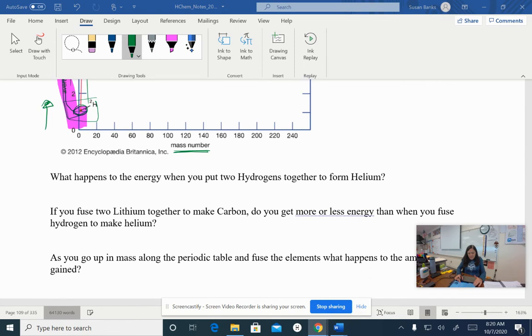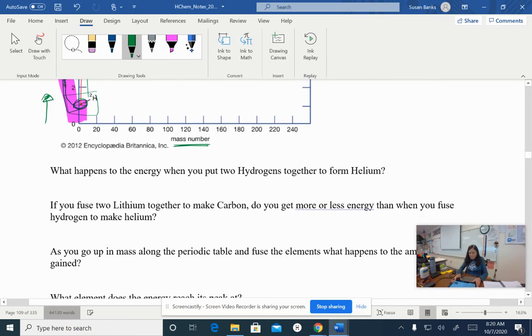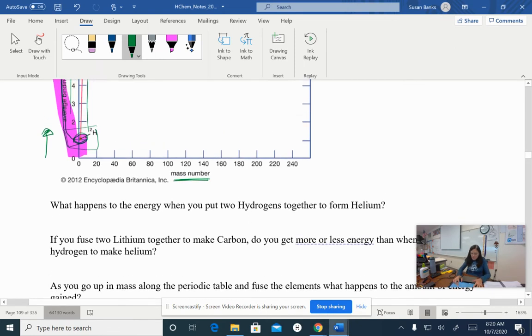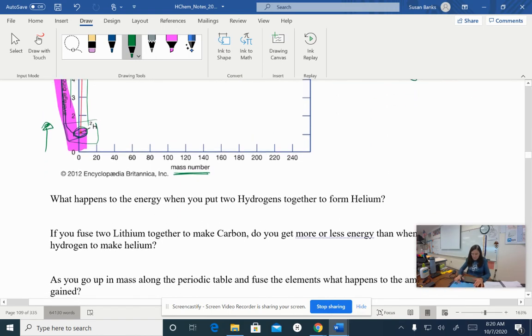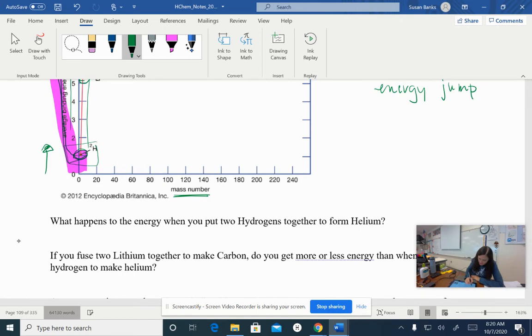Okay, so what happens to the energy when you put two hydrogens together to form helium? We get a lot of energy released. There is a lot of energy released. A large or a big amount of energy is released.